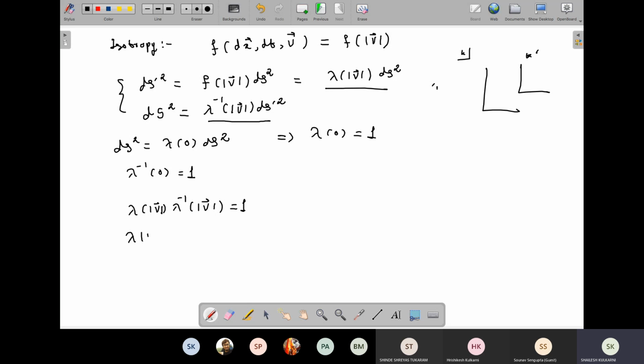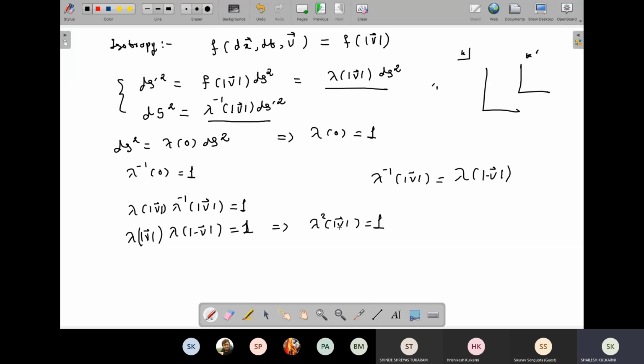Lambda of magnitude of v, into lambda inverse, should be what? Lambda inverse of mod v must be equal to lambda of minus v. Agree? Inverse means you are changing the direction of velocity. Clear? So lambda of mod v times lambda of minus mod v must be equal to 1. But this is just the same, which means that lambda square of mod v must be equal to 1.